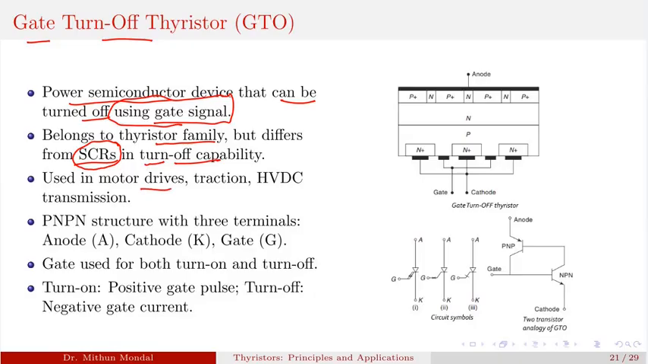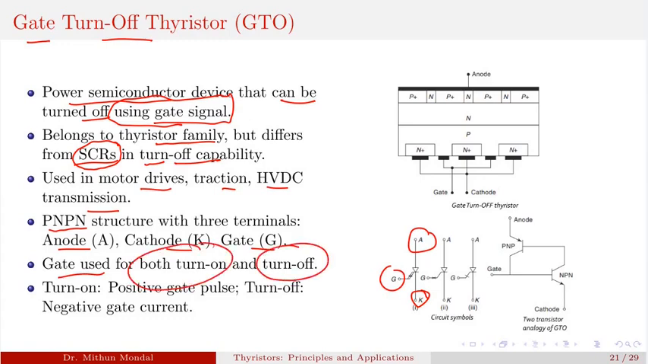It is used in motor drives, traction, and HVDC transmission lines. Here, the construction is again in the form of a PNPN structure, where 3 terminals are there: anode, cathode, and gate. So anode, cathode, and gate are there. Remember, this is similar to the silicon controlled rectifiers. However, the gate is used for both turn on and turn off capabilities. Turn on means a positive gate pulse you are applying, and turn off when you are applying a negative gate current.